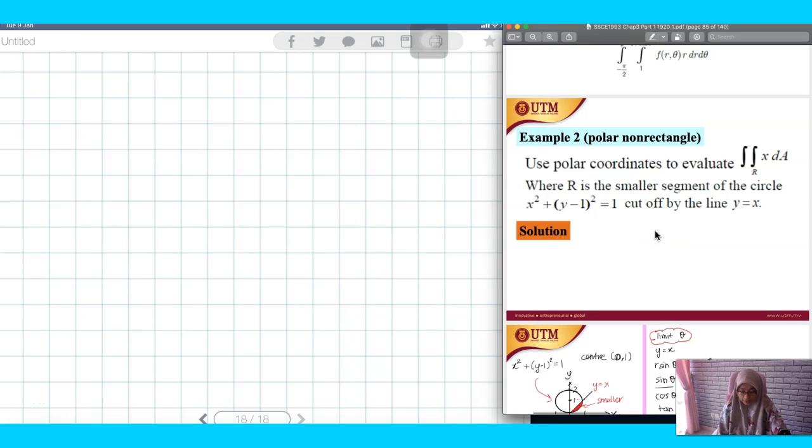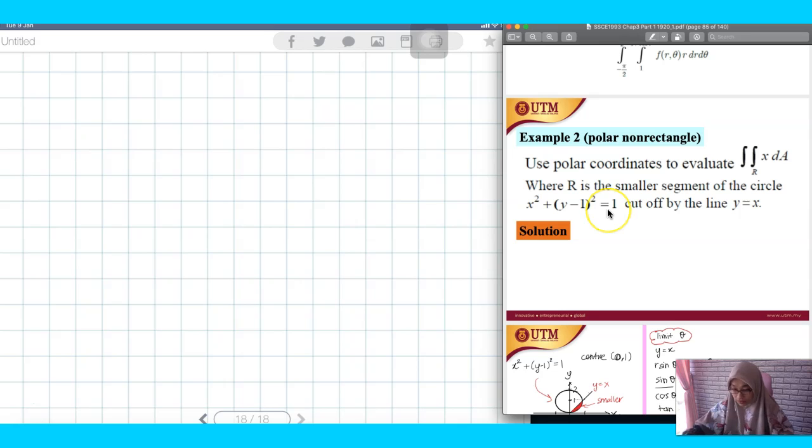Okay, so now we look at another example on the polar where the region is non-rectangular, which means that we deal with something different. Here we are given a double integral. There is a circle with radius 1, and that circle is cut off by the line y equals x.